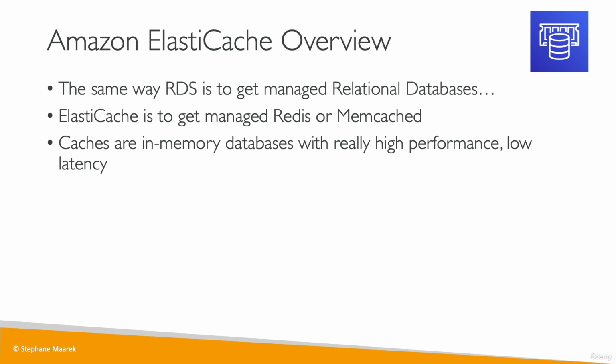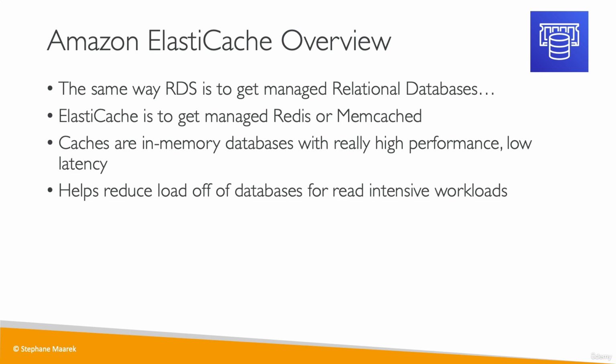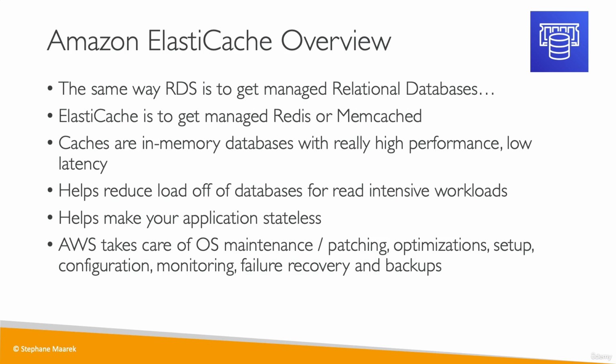And what the cache will help you with is to help reduce the load off of databases for read-intensive workloads. The idea is that the common queries are going to be cached, and therefore your database will not be queried every time. Your cache can be used to retrieve the results of these queries. What this also helps you do is make your application stateless by putting the state of your application into Amazon ElastiCache. And because we have the same benefits as RDS, AWS will take care of the maintenance of the operating system, the patching, the optimizations, the setup, configuration, monitoring, failure recovery, and backups.